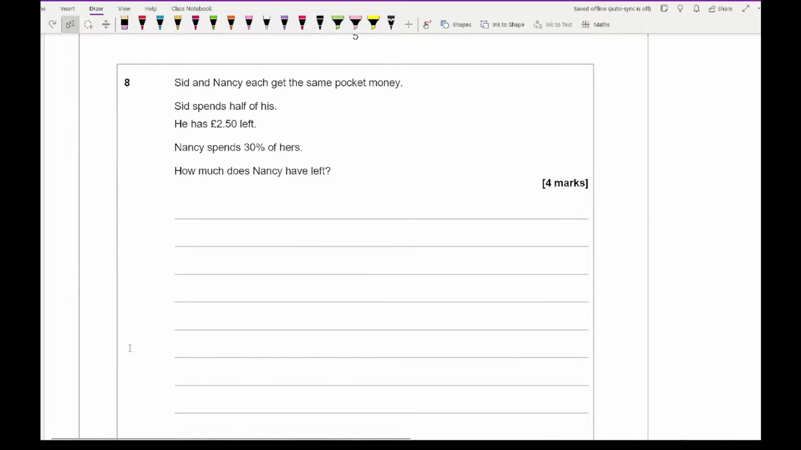Then for question 8, it says Sid and Nancy each have the same pocket money. Sid spends half of his and he has £2.50 left. Nancy spends 30% of hers. How much does Nancy have left? So first things first, what we want to do is work out how much spending money they had. If Sid spends half of his and half is £2.50, it's going to be 2 times 2.5, which is £5. So all in all, they had £5.